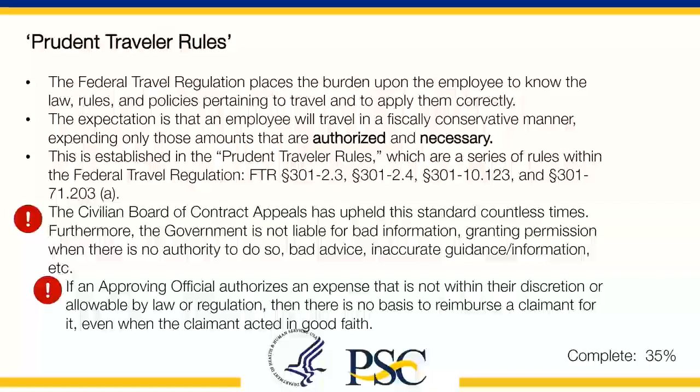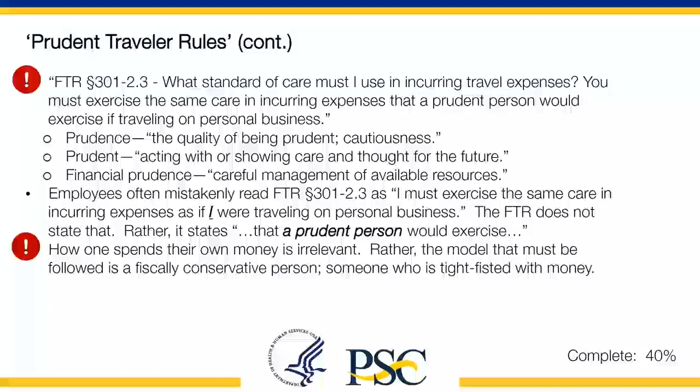Furthermore, the government is not liable for bad information, granting permission when there is no authority to do so, bad advice, inaccurate guidance or information, etc. If an approving official authorizes an expense that is not within their discretion or allowable by law or regulation, then there is no basis to reimburse a claimant for it, even when the claimant acted in good faith. FTR Section 301-2.3: What standard of care must I use in incurring travel expenses?